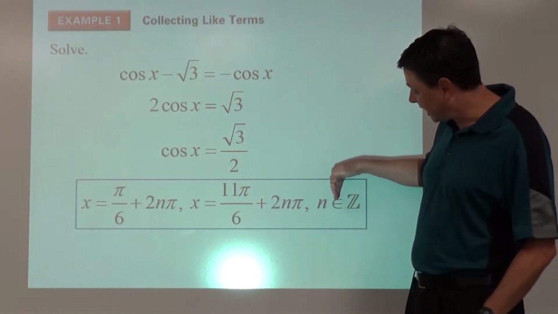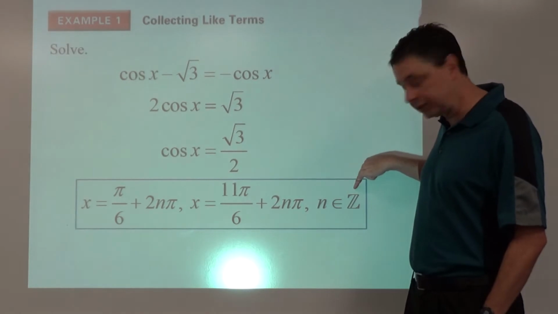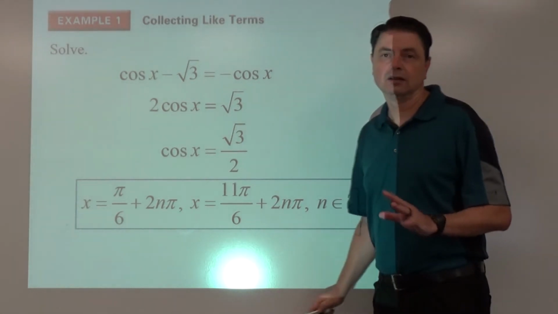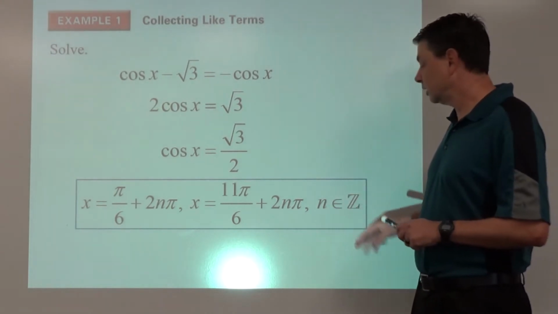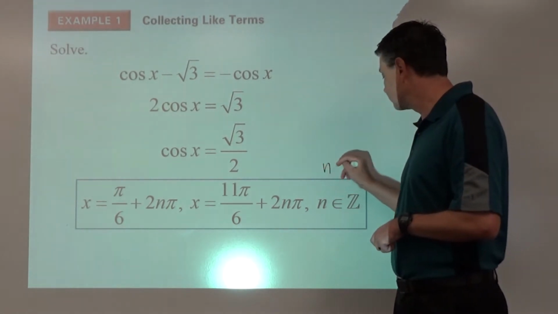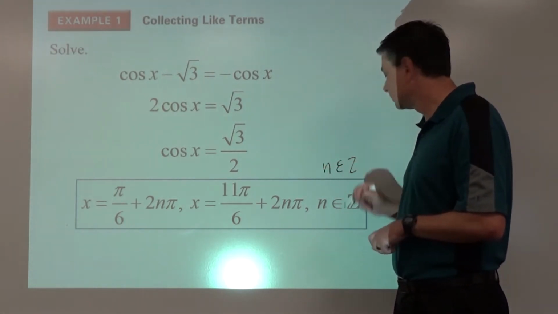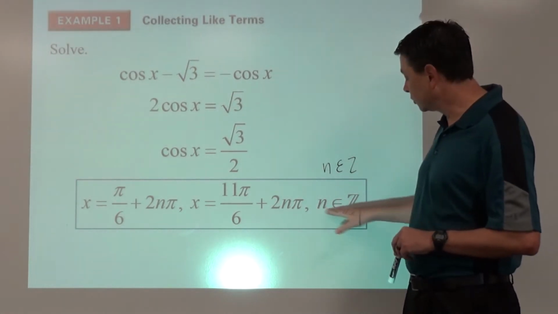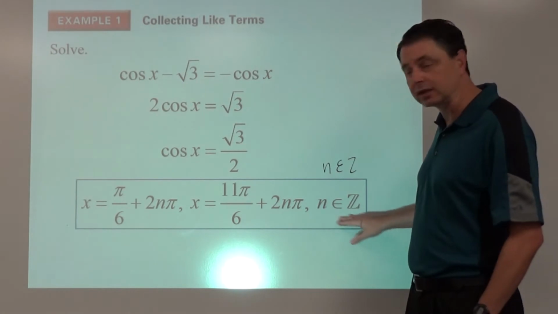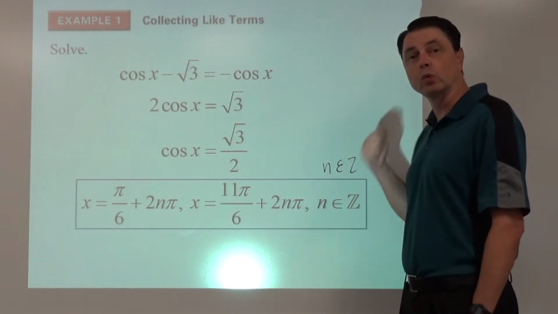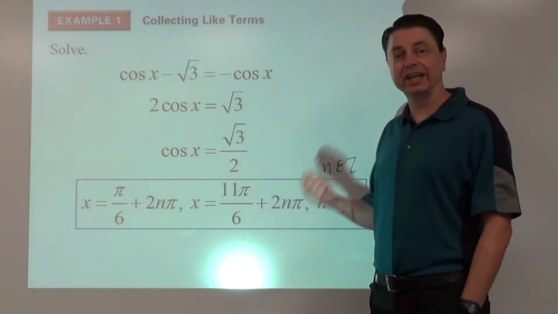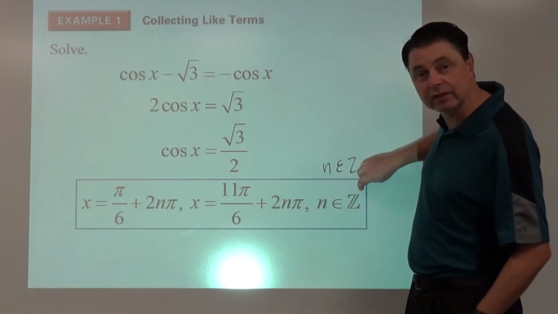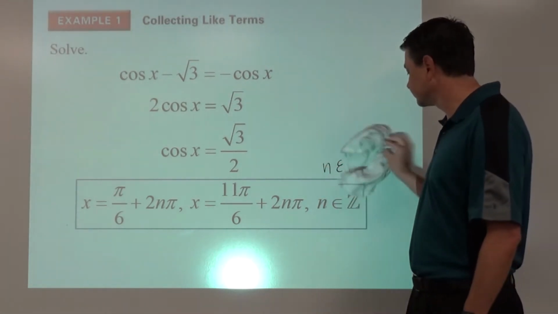N is an element of the set of integers. You have to be able to write that correctly if you're writing it down on paper, because if you write it like this, that's not going to be accepted because that is not the notation. So if you are afraid you're not going to be able to write the correct notation, you could just use the words "where n is an integer," because that is what this means. N is an element of the set of integers.